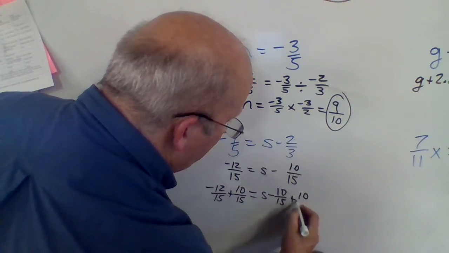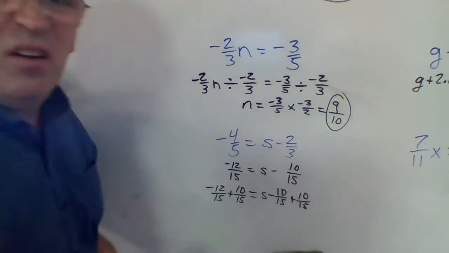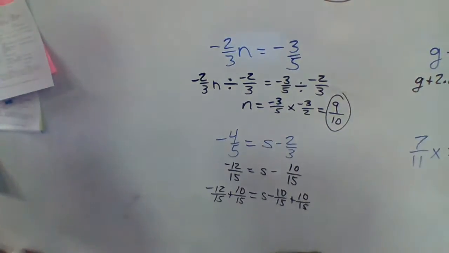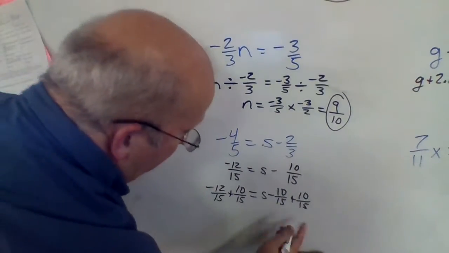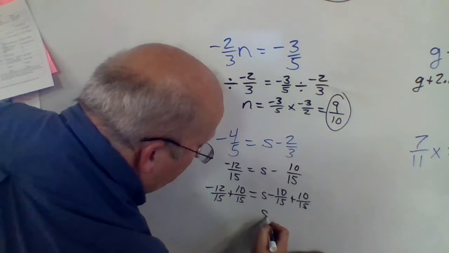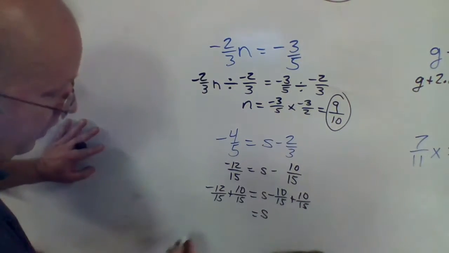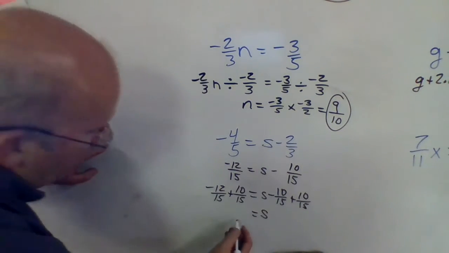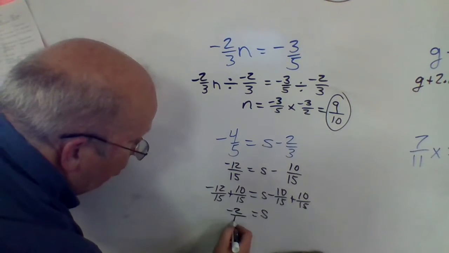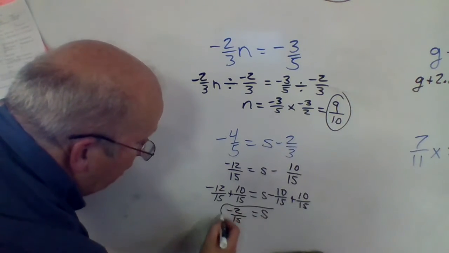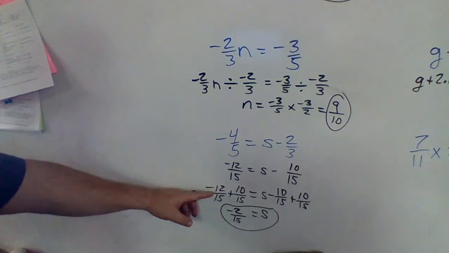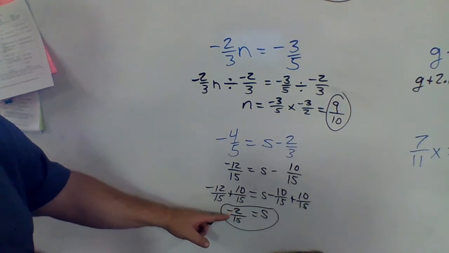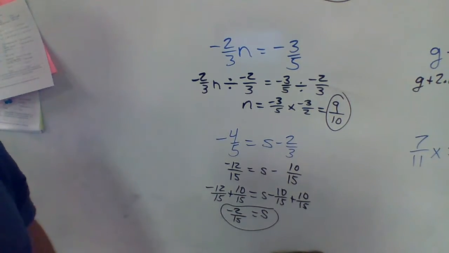I'm wondering if this is on the screen. Let's take a peek here. Yep, it's still on the screen. Over here, the 10/15 both cancel each other out, leaving us with the s. Over here, I'm going to have negative 2 over 15 as my final answer, because negative 12 plus 10 is negative 2. All right.